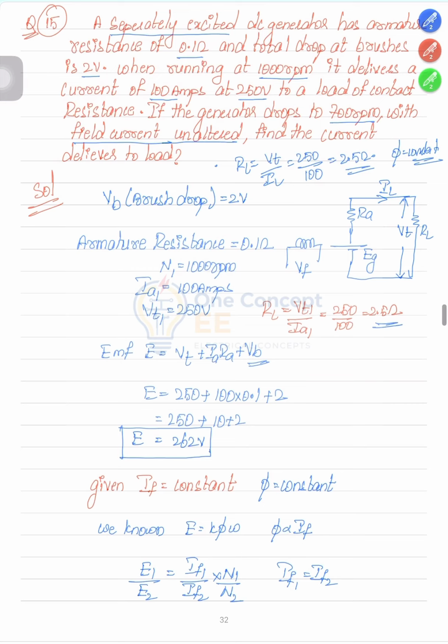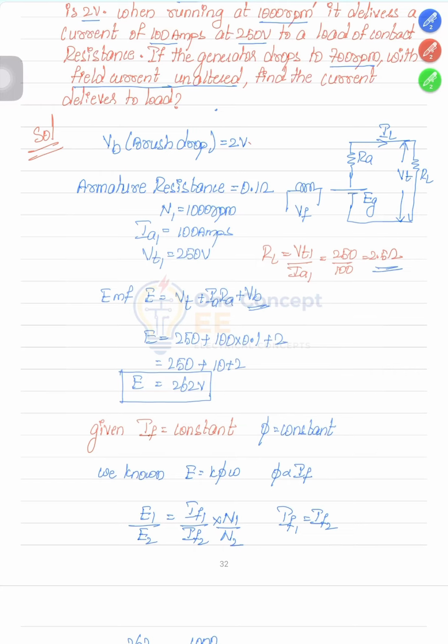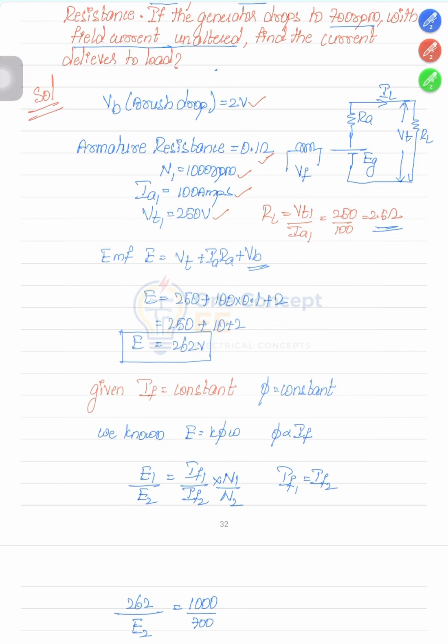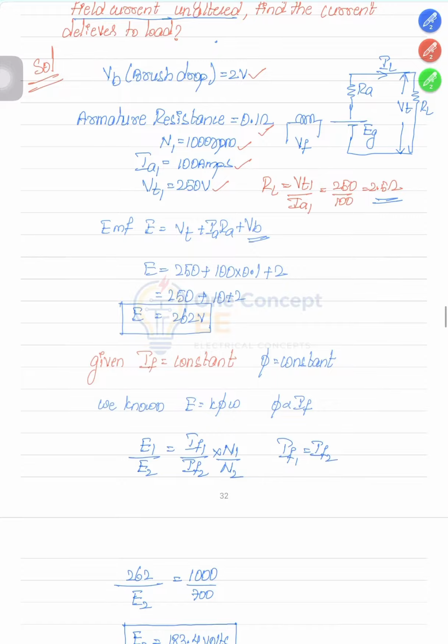Let's write down the basic data given here. It is given a brush drop of 2 volts, armature resistance of 0.1 ohm. Initially, it is running at a speed of 1000 rpm, delivering a load current of 100 amps and terminal voltage of 250 volts. By this, I found the load resistance will be 2.5 ohms. In case 1, the machine running at 1000 rpm, the generated EMF will be E equal to Vt plus IaRa plus brush drop. By substituting the above data, I am getting a generated EMF of 262 volts.